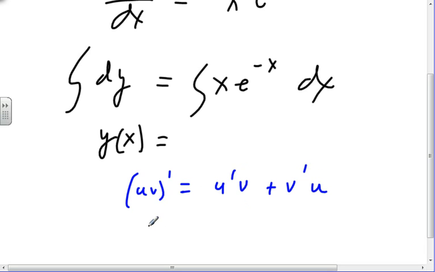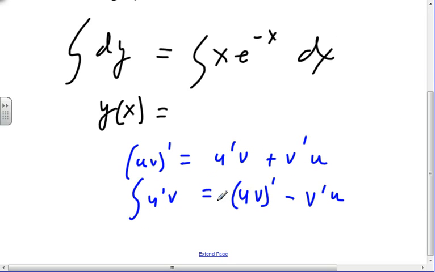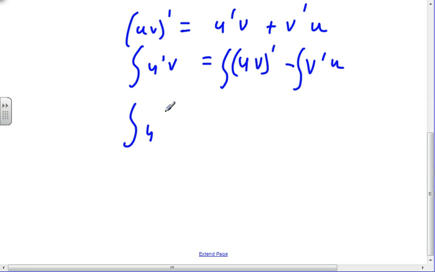Okay, so u prime v is equal to u v prime minus v prime u. Okay, and then I integrate, boom, boom, boom. So again, the integral of u prime v is uv minus the integral of v prime u. Okay, so I'm all set.